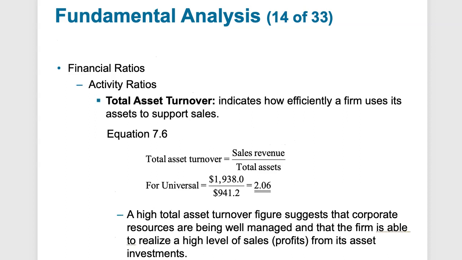Okay, let's talk about total asset turnover. So total asset turnover is going to affect how a firm uses its assets to support sales. So again, it's sales revenues divided by total assets to see how many times the assets are generating sales, or how many times the revenues are compared to the assets. And the higher this number, again, the better.